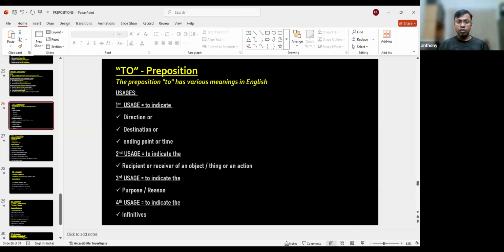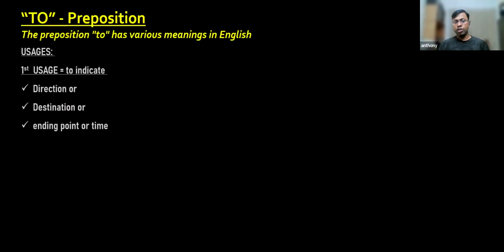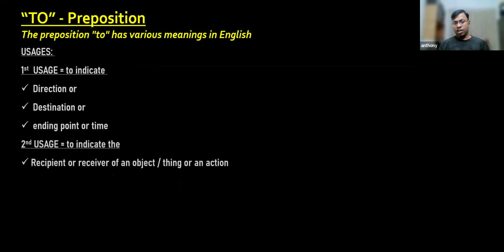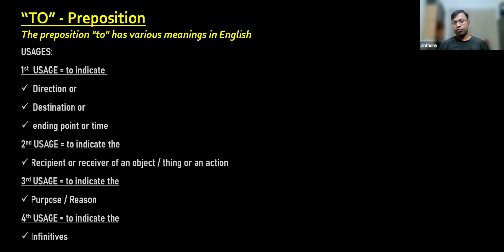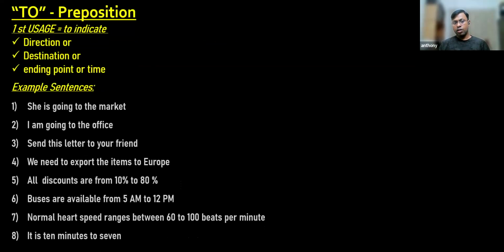We'll quickly close this. Preposition usage to indicate direction, destination, ending point. Going to the market, going to school. If you just reverse going, it becomes coming from: going to market, coming from market, going to school, coming from school. So the word to remember is from.